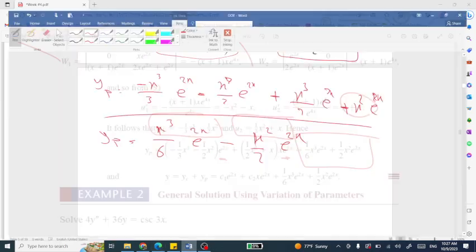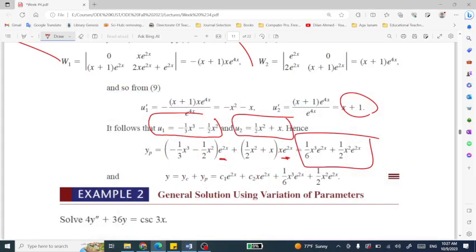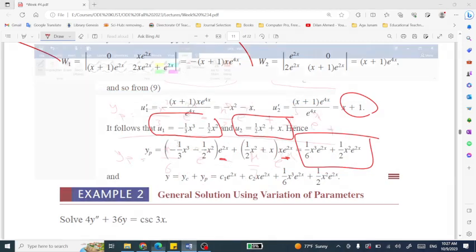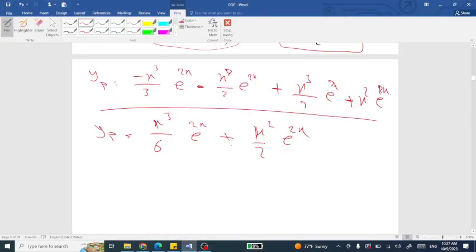X cubed minus... plus both. Okay. Any questions? Just find the denominator, the common denominator. Yes. You got it, yours?